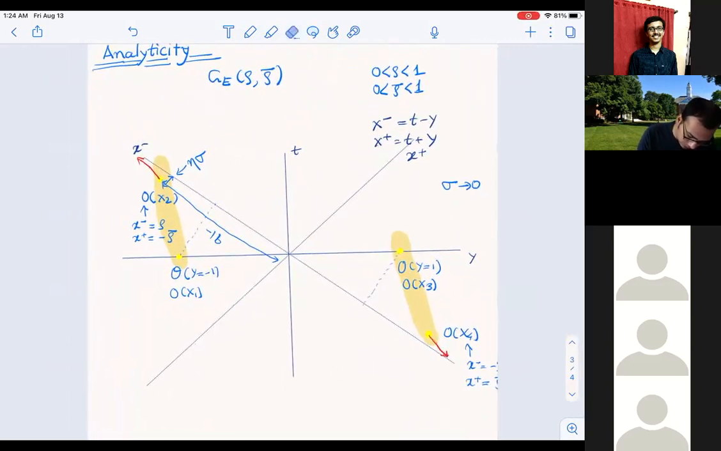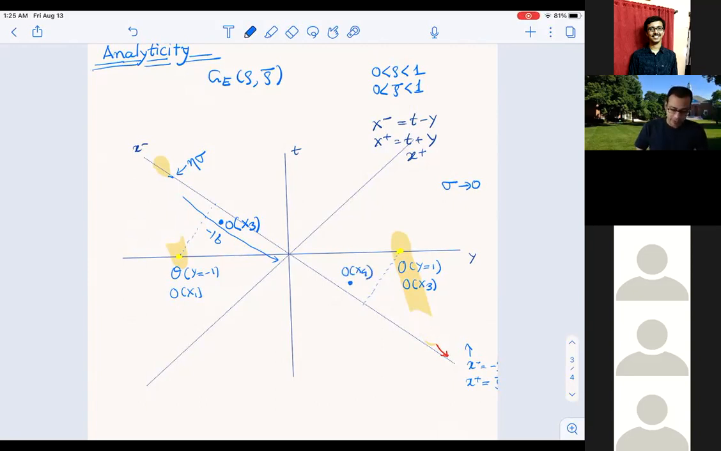So this is when the operator O, so the operator OX3 is inside, outside the light cone. So that's why it's a Euclidean correlator, because all the operators are space-like separated.